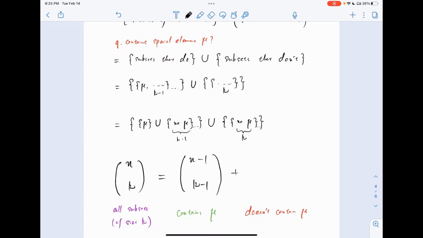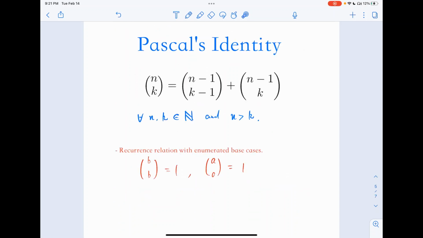And then for the subsets that do not contain mu, I'm drawing again from all the elements of the original set except mu. But then I'm forming all the length k subsets that I want. So it would be choosing from the n minus 1 elements all the subsets of length k. What we have just shown by ascribing a certain interpretation to the problem is Pascal's identity, which is the relation between the binomial coefficients. And it applies to all values of n and k, provided that they're natural numbers and n is greater than k.